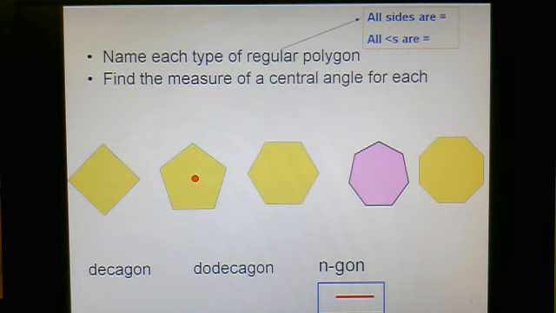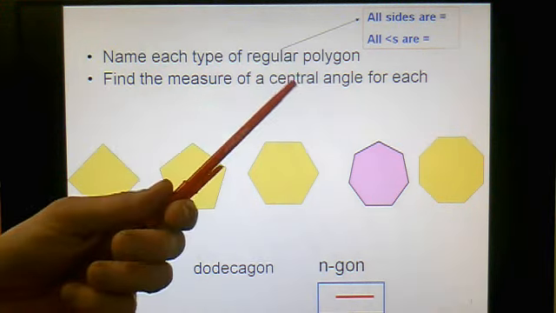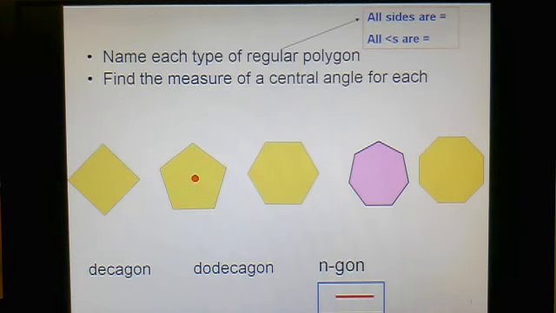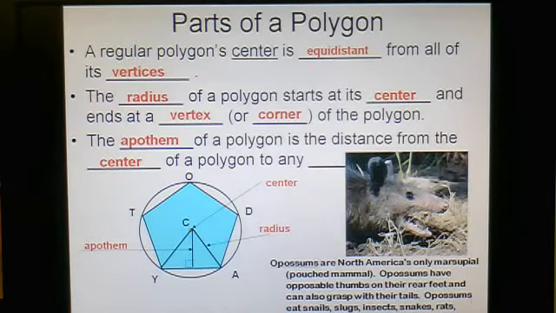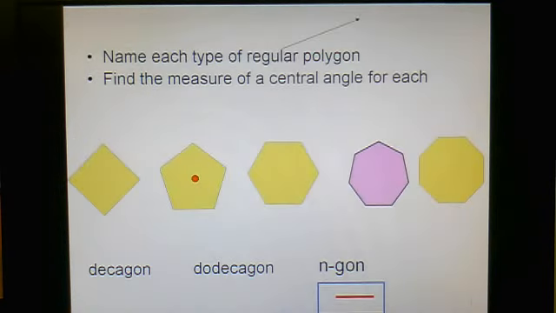Another vocab refresher. It says find the measure of each central angle. I have not talked to you about what a central angle is. A central angle is this entire angle here. If you remember the apothem we drew a minute ago, the apothem cut that entire angle in half. So we're going to get to use some trig here. It's going to be great. But to use the trig, we're going to have to know these angles.